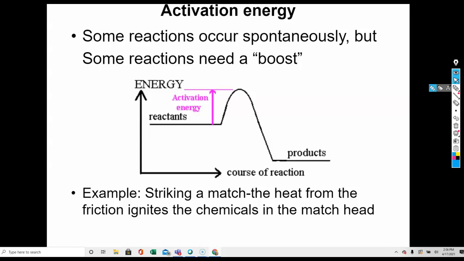So an activation energy on the graph is represented by that hump you see that connects between the reactants and the products. The hump might be the highest amount of energy involved, or it might be some middling amount. In this case, the activation energy is much higher than the energy of the reactants and quite a bit higher than the energy of the products. So this is still a potential energy diagram. The course of the reaction is other terminology that means the same thing as the pathway of the reaction.